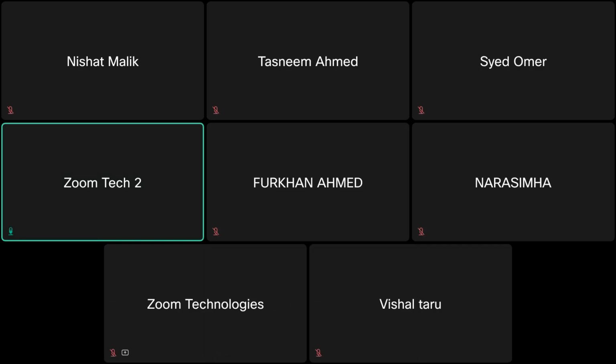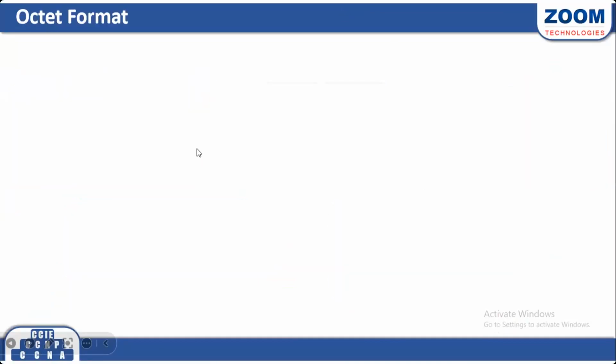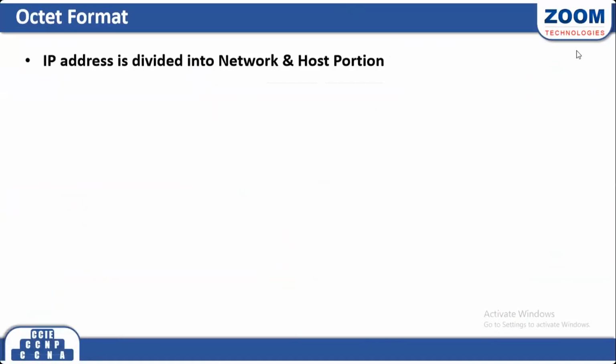Then in IP addressing, the next topic is the octet format. We know that in IPv4 you get a total of 4 octets for each class, but only for classes A, B, and C, not for D and E, because D is multicast. Octet format means an IP address is divided into two portions, whether it is class A, B, or C. The first portion represents the network portion, and the second portion represents the host portion. Host means devices.